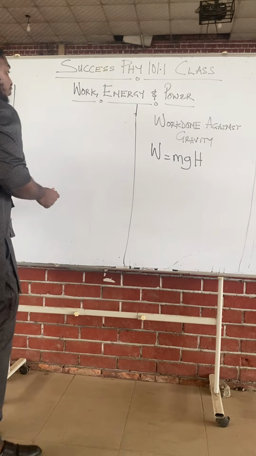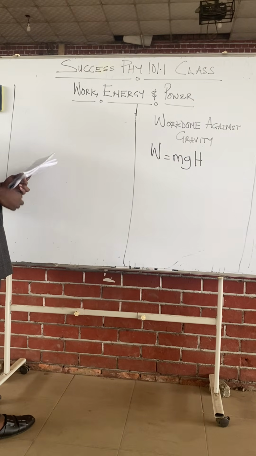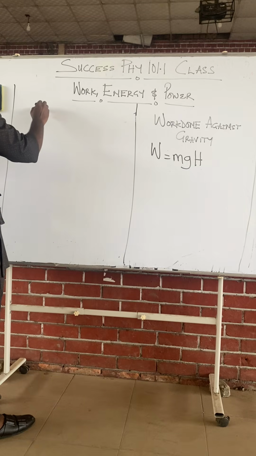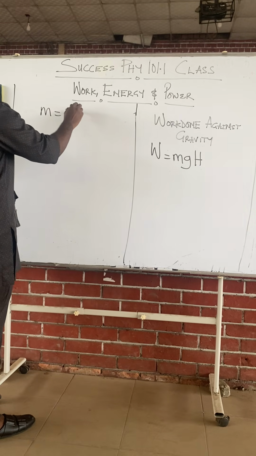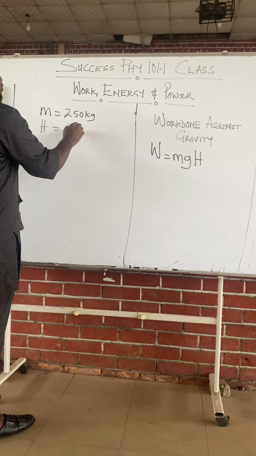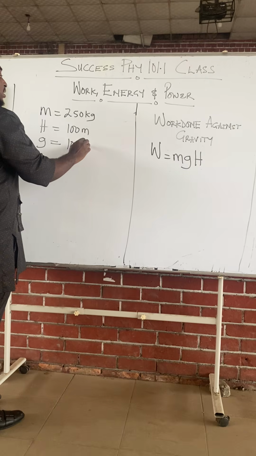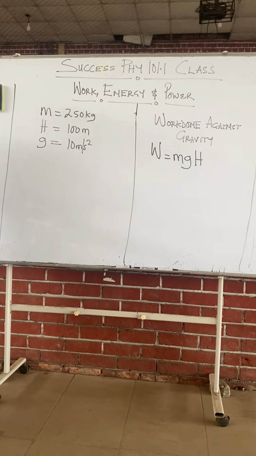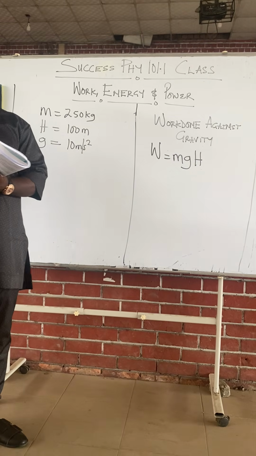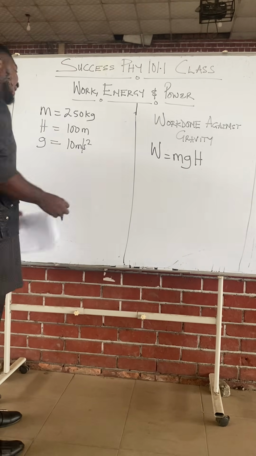Class, once you hear work done by gravity or work done against gravity, the formula that should come to your mind should be mgh. A 250 kg elevator cage, so the mass of the cage is 250 kg. Height is 100 meters. Class, your g is the acceleration due to gravity, whether you are given it or not, is 10 meters per second squared. It's a constant. We all know that. With these three, you can easily get your work done.